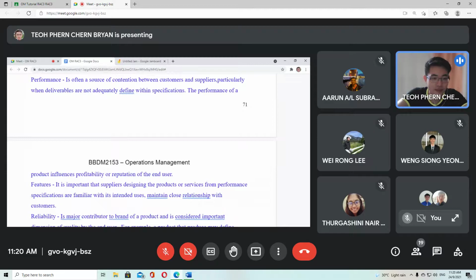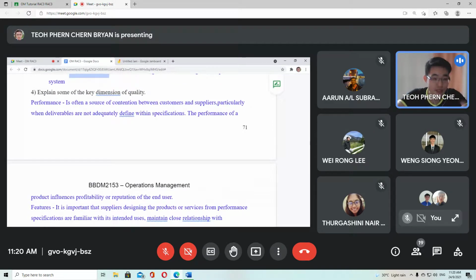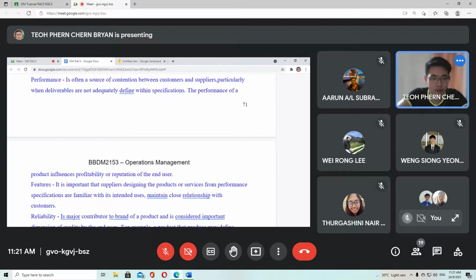Okay. If the exam want to ask this, it will be in a case. It will be in a scenario. Then you need to apply. Right. So what are the key dimensions? Performance, you all know lor, right? The speed of a laptop, the performance of a car.